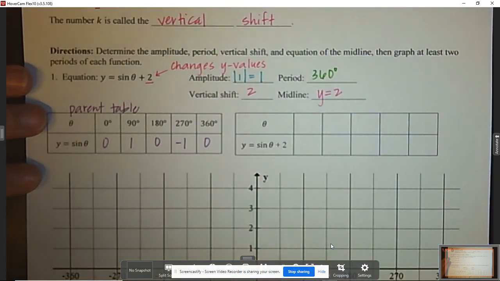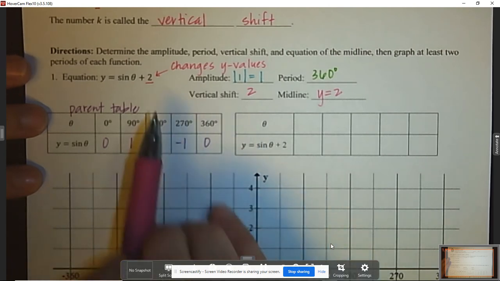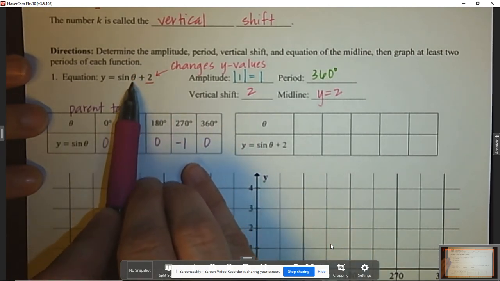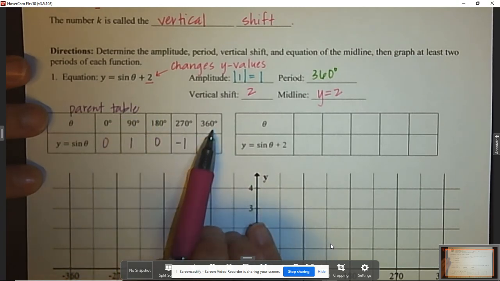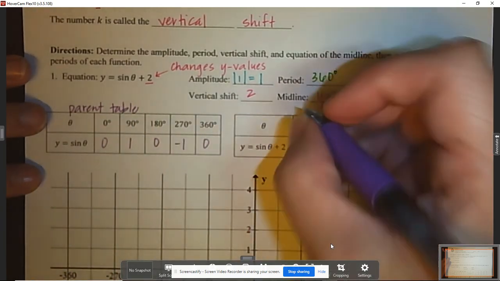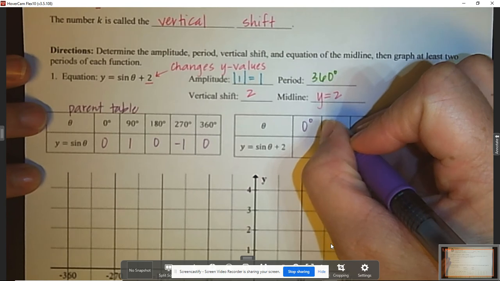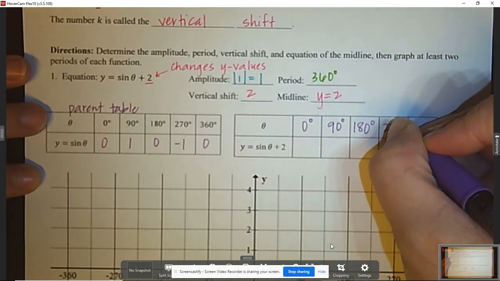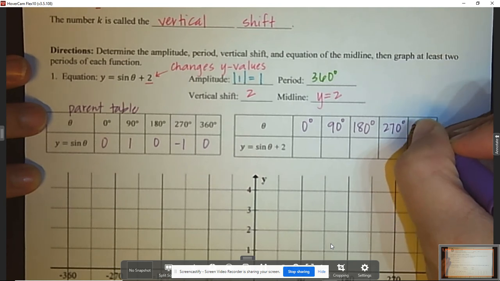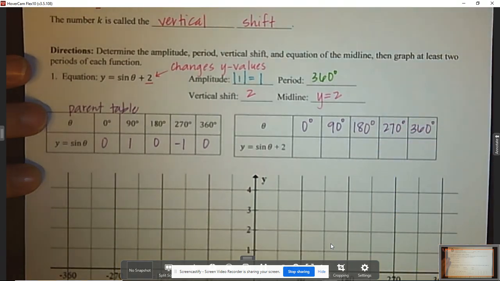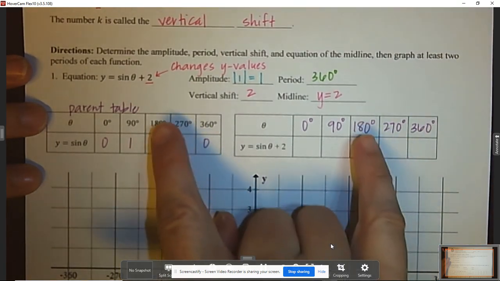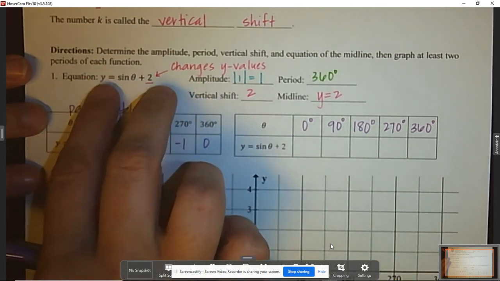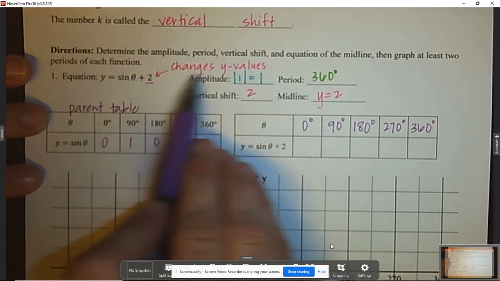The only thing that's going to change your theta values is a number right in here next to this theta. So since I have nothing inside, my theta values don't change from my parent table. So I have 0 degrees, 90, 180, 270, and 360. Again, those don't change because there's nothing next to that theta. Now outside numbers, the a and the k, change my y.